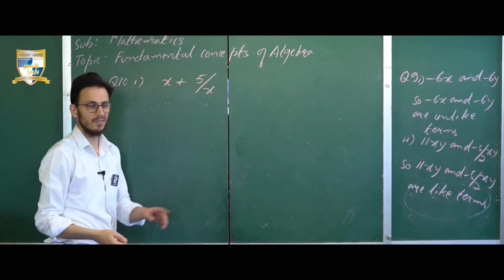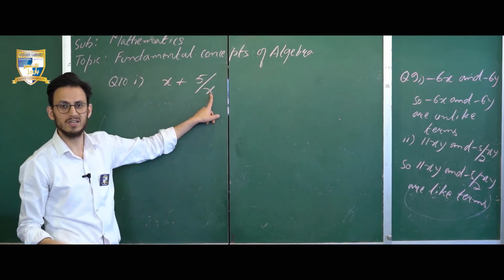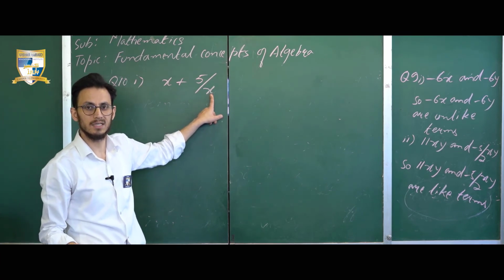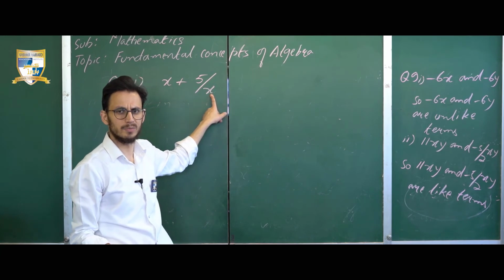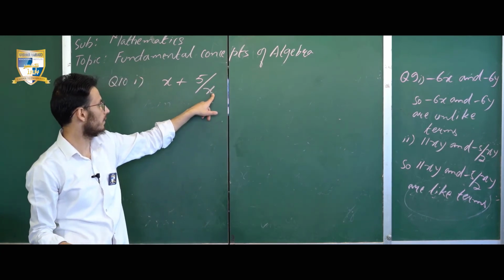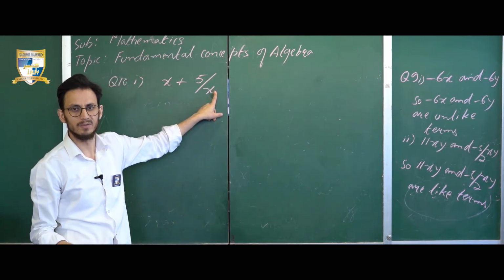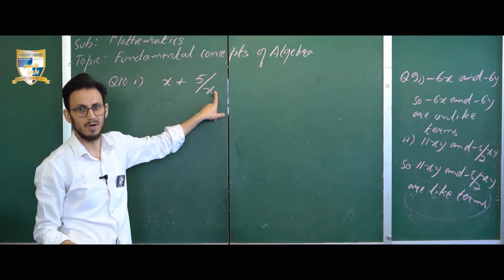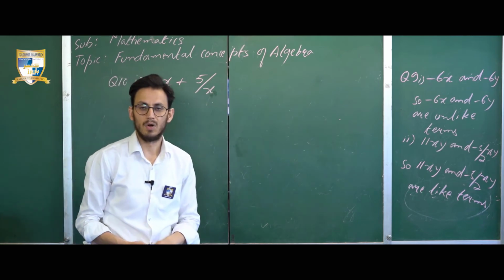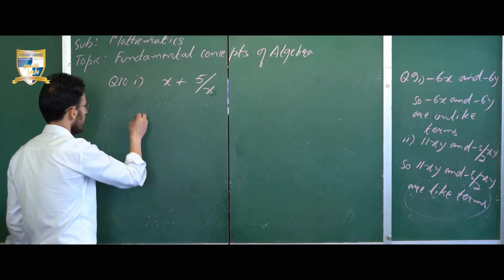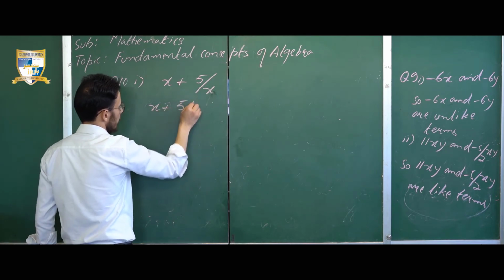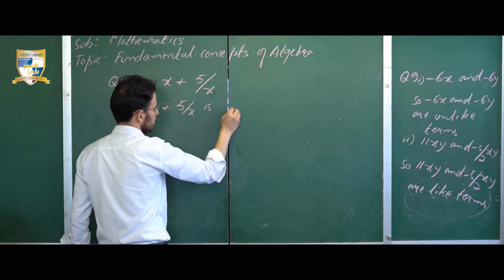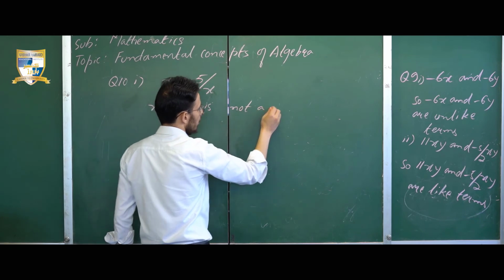So here we have the variable as a denominator, and when we have such kind of situation, we can't say that that expression is a polynomial, because when we take the reciprocal of this, the power of this variable will become negative, and when we have negative powers on the variables, we can't say that they are polynomials. So this is not a polynomial. So x plus 5 upon x is not a polynomial.